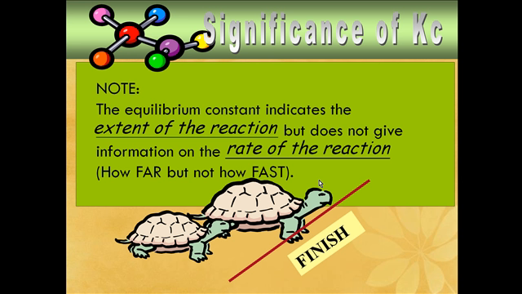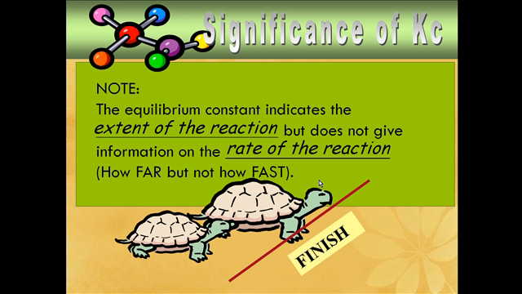Now imagine two turtles racing from the start line to the finish line. The two turtles are walking in a straight line towards the finish line. Now, if you can indicate to me the progress of the competition between the two turtles by a number known as Kc, Kc will tell me how far the turtle is away from the start line or how near it is to the finish line, but it cannot tell me how fast the turtle is traveling.